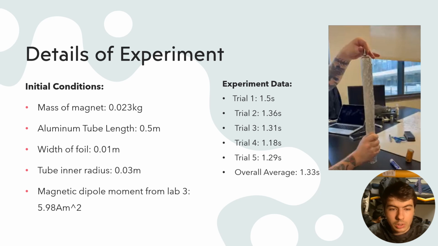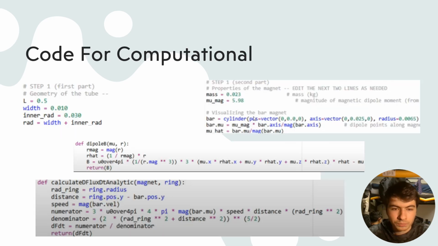So the details of the experiment. Our initial conditions consisted of the mass of the magnet being 0.023 kilograms, aluminum tube length being 0.5 meters, width of the foil being 0.01 meters, tube's inner radius being 0.03 meters, and the magnetic dipole moment from lab 3 being 5.98 amps times meters squared. And you can see our experiment data over there. It was 1.5, 1.36, 1.31, etc. And the overall average was 1.33 seconds. And there's just a quick photo of me and my lab mates doing the lab.